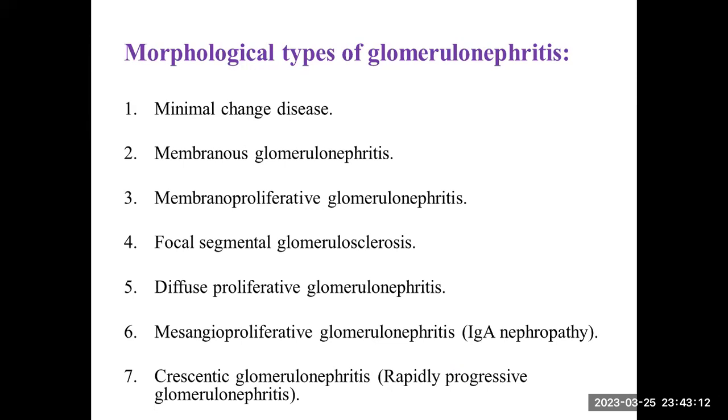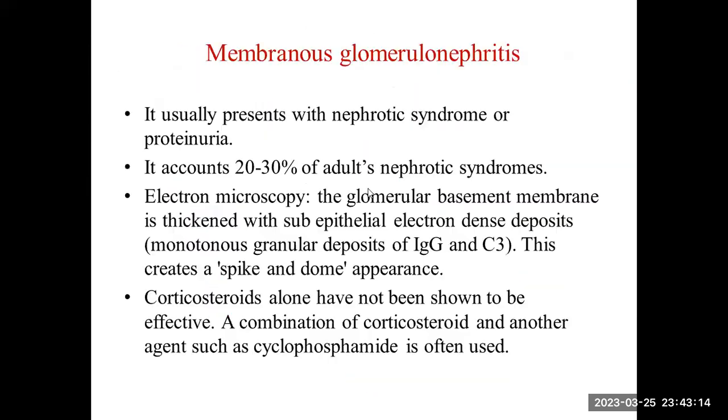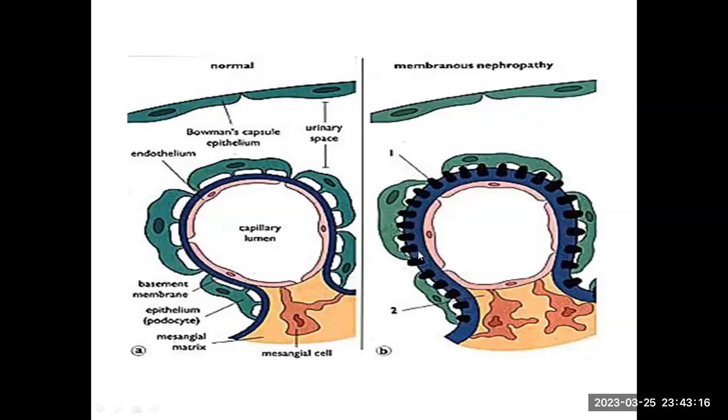So the deposits will be, unlike here, which is subepithelial, but in membranoproliferative type 1, the deposits will be under the endothelium here. Under the endothelium, it will be subendothelial, and it will be in the mesangium here. So subendothelial and mesangial deposits in type 1 membranoproliferative. But in type 2 membranoproliferative, the deposits will be intramembranous. It will be inside the glomerular basement membrane. Intramembranous.